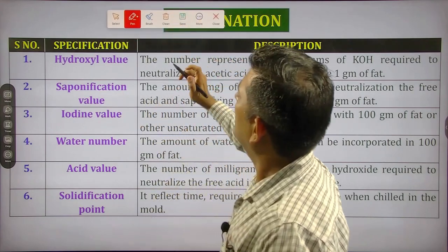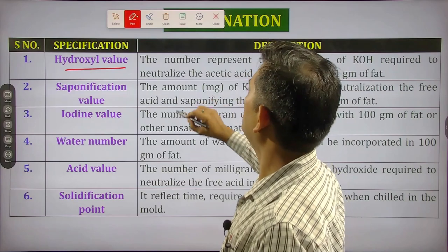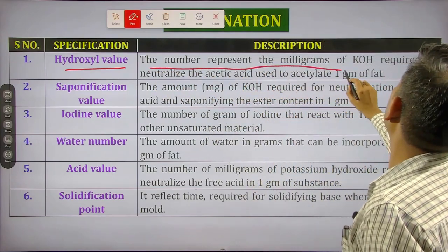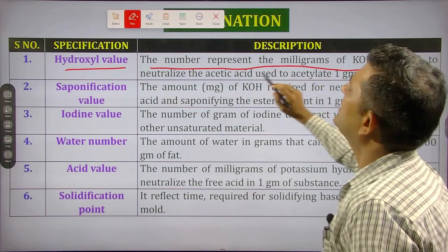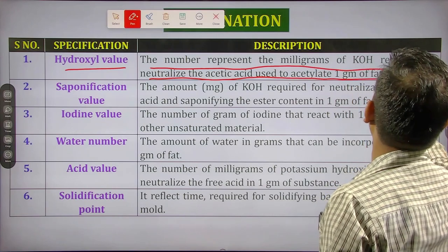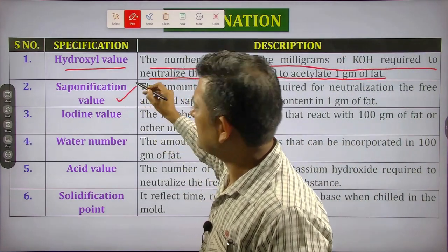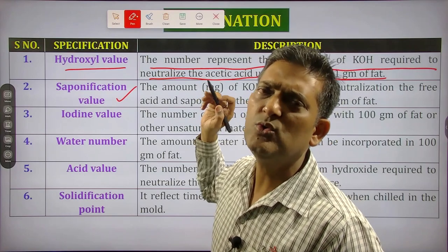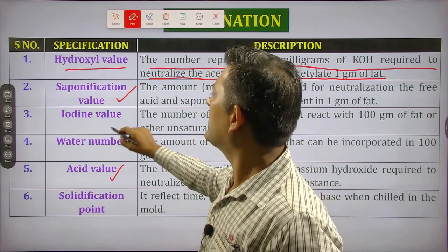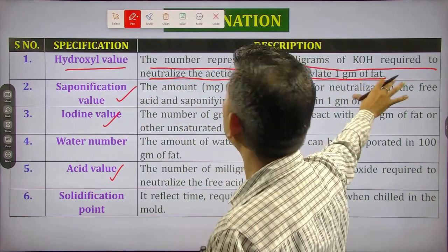Yes, in the case of the determination of hydroxyl value, as you have seen in the notification, the number represents the milligrams of KOH required to neutralize the acetic acid used to acylate 1 gram of fat. For different value determinations, such as the saponification value, we want to know the acid value, and we know the iodine value. So different types of specific definitions are mentioned.